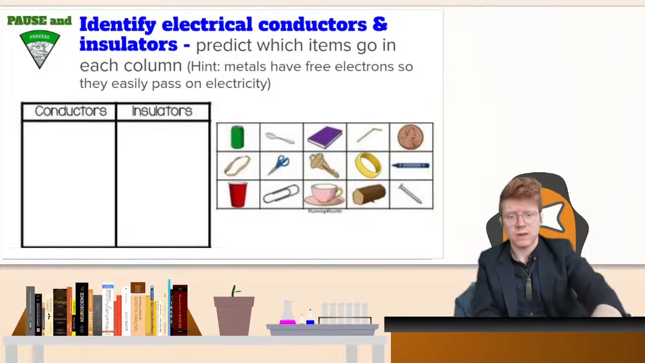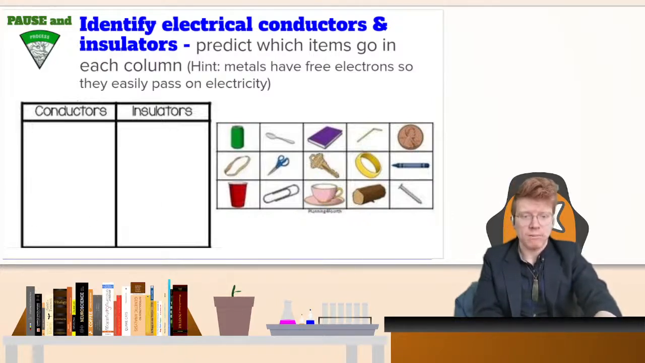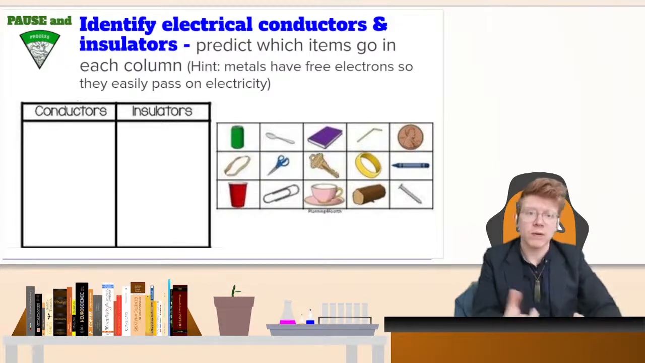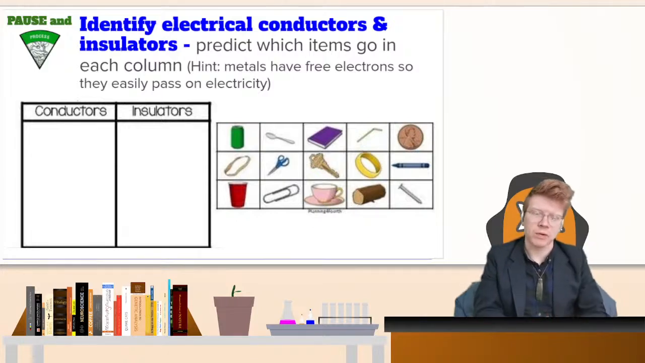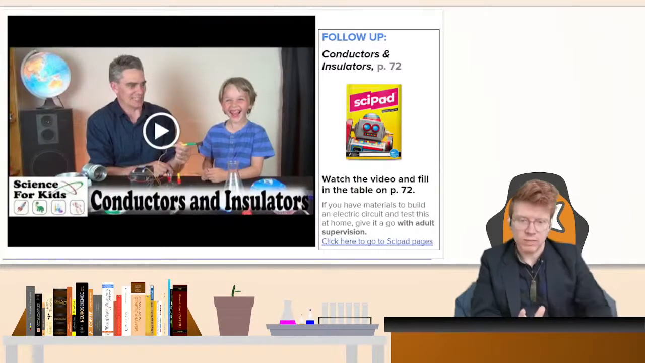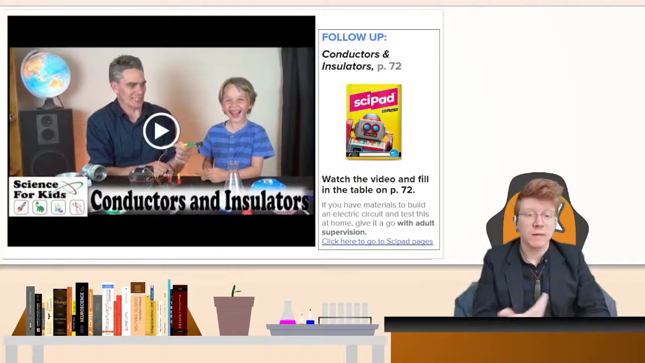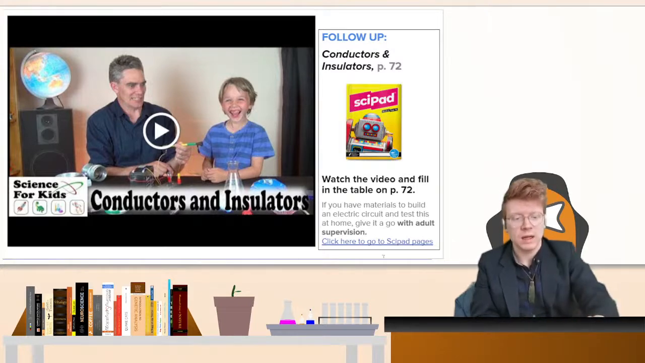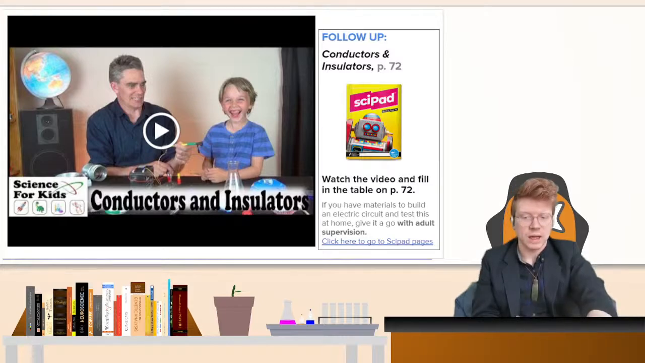So here's an opportunity for you to fill out this little table and see which ones you think would fit into the conductors column and which ones would fit into the insulators column. And what I'll do at the end of this week when I'm going through your slides is I'll make a little comment and just double check that you've got those all correct. So have a go at that. And then in the next one, we have a little video that kind of explores these ideas and helps you to follow up with the table that's on page 72 of the SciPad. If you do not have a SciPad with you, you can click to access it online, right? And then the answers for that will be on the next page.